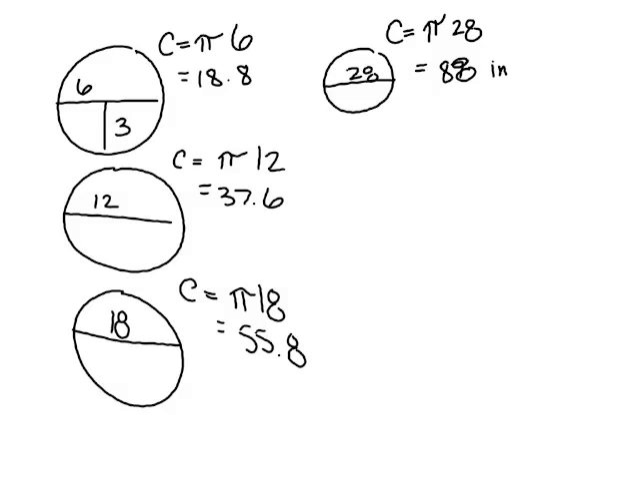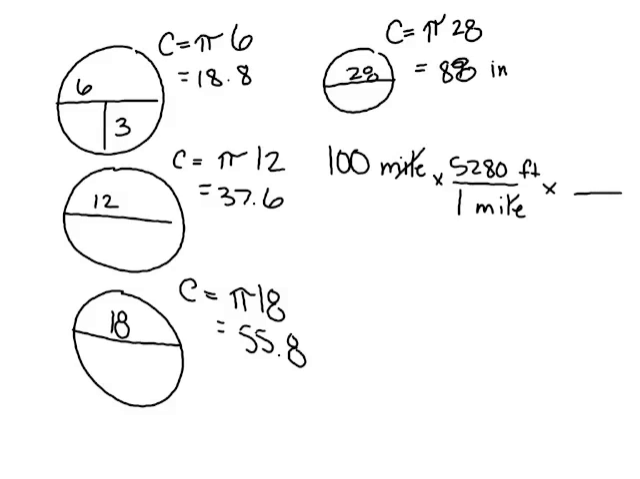Convert miles into inches. We have 100 miles. How do we convert to inches? Go to feet first. What's the conversion ratio? 1 mile is equal to 5280 feet. And then what's the feet in inches? 12 inches over 1 foot. Okay, how many inches did we travel?